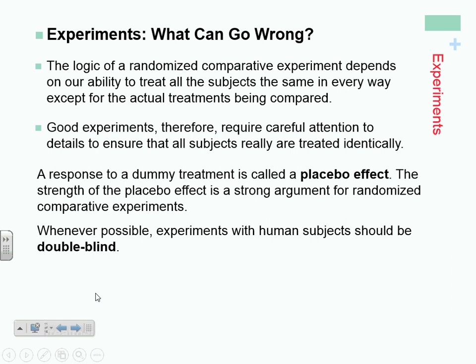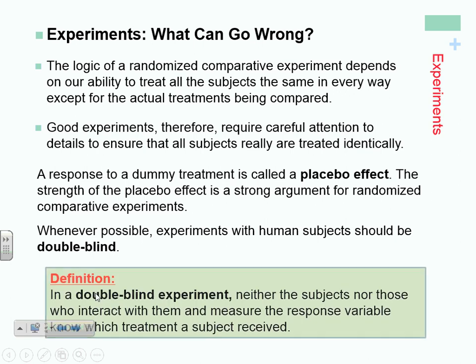So what can go wrong? Your book talks about the placebo effect. Sometimes a person will think that they are getting better just because they know that they're taking something. So a response to a dummy treatment is called a placebo effect. The strength of the placebo effect is a strong argument for randomization into an experiment. And make sure you know what double-blind and single-blind experiments mean.